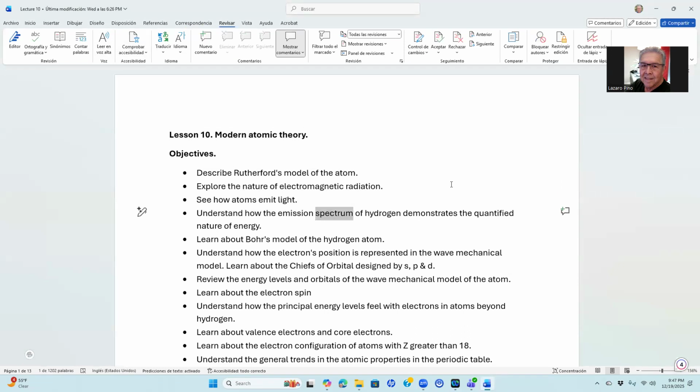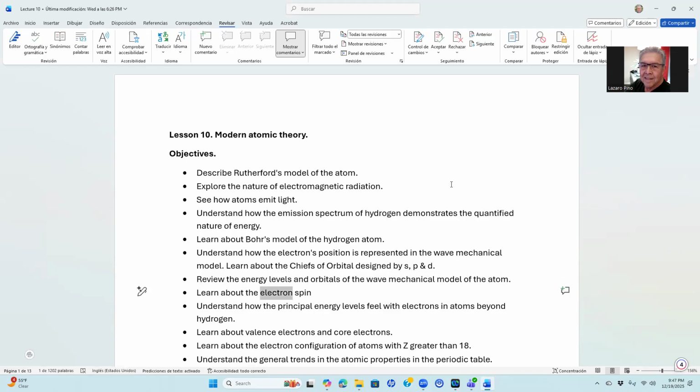Understand how the emission spectrum of hydrogen demonstrates the quantized nature of energy. Learn about Bohr's model of the hydrogen atom. Understand how the electron's position is represented in the wave mechanical model. Learn about the shapes of orbitals designated by S, P, and D. Review the energy levels and orbitals of the wave mechanical model of the atom.